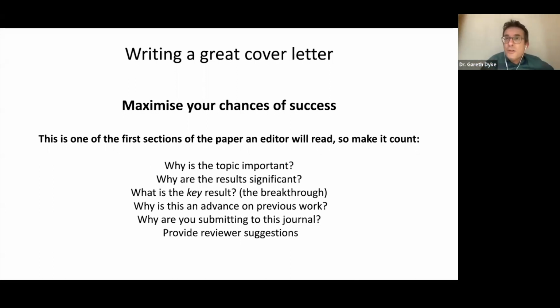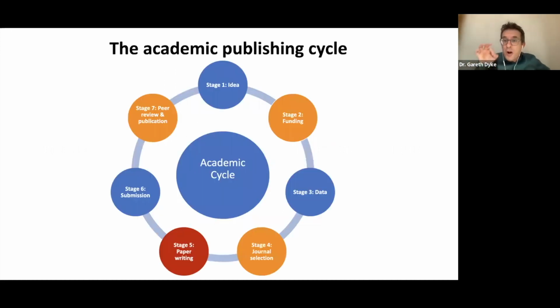Think about your cover letter when making a journal submission, when sending your next article off to an international journal. Why is the topic important? What is the key result? Why is your work an advance on previous work? Why are you submitting to this journal? And don't forget to provide peer review suggestions. As we talked about before, this is the first stage of the process, the first part of the research cycle in which you, an author, have the opportunity to engage with peer review, providing your suggestions to the journal, colleagues who would be suitable to make a review of your work.